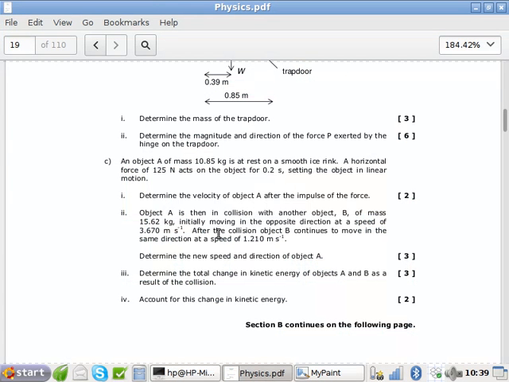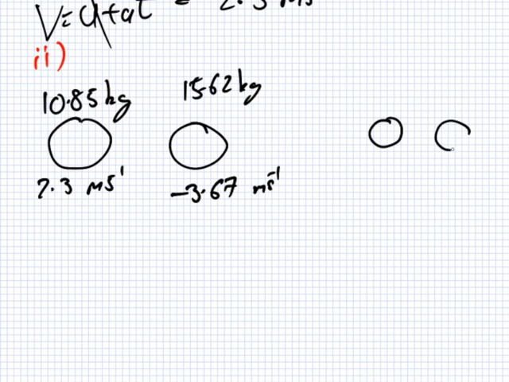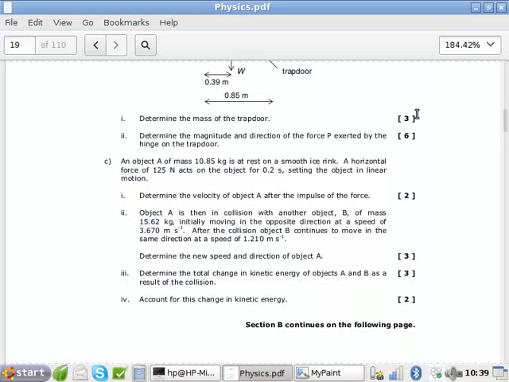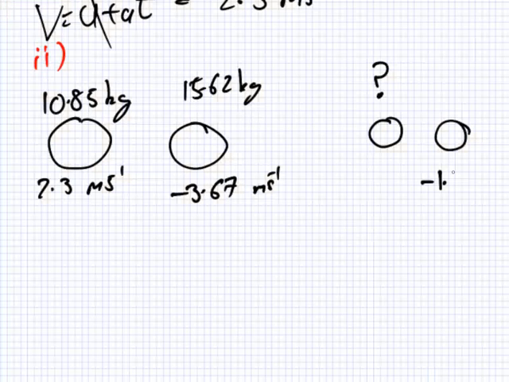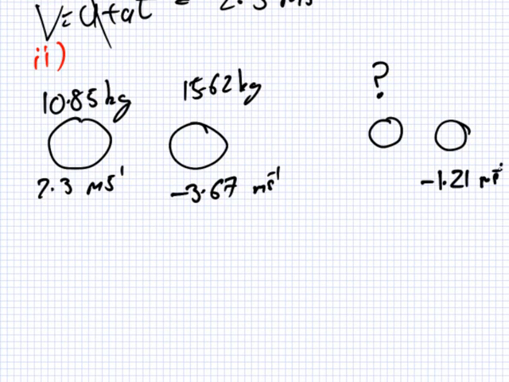After the collision, object B continues to move in the same direction at a speed of that. So they collide. After the collision, you don't know what the first one is doing, but you know that the second one continues to move in the same direction, so it's still moving to the left at minus 1.210 meters per second. So that means the other one must be moving to the left as well. So I'll say minus V. The V will be positive. Because it can't be moving to the right if the other ball is moving to the left, because it means it passed through it, which we don't allow in physics at the moment.